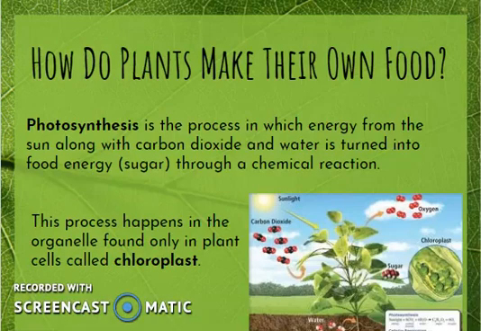So, plants making their own food. They do this through a process called photosynthesis. Photosynthesis is turning energy from the sun, carbon dioxide, and water, taking those three things, and turning them into sugar through a chemical reaction. And then their waste product is oxygen. So they're making their food, sugar, using the sun and some other products in order to have food. This process can only happen in a chloroplast, which means that it can only happen in a plant cell, because chloroplasts are only found in plants.